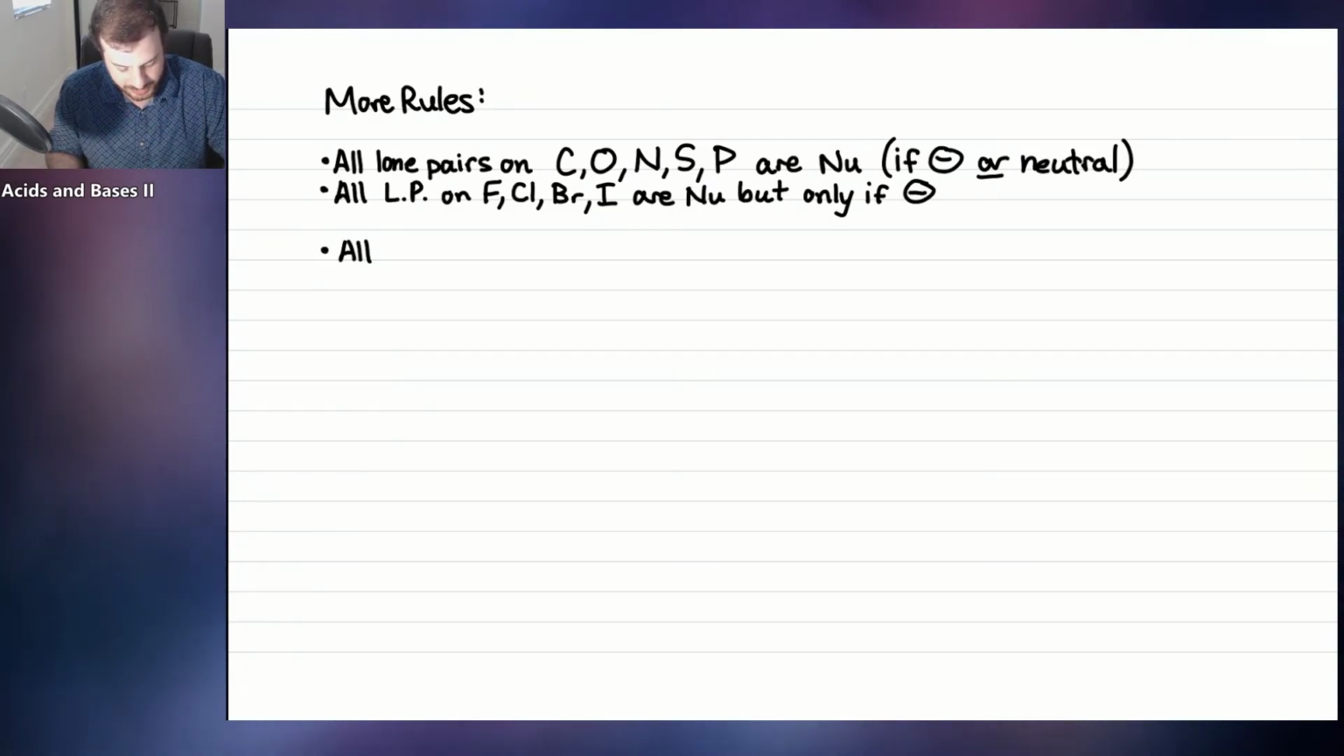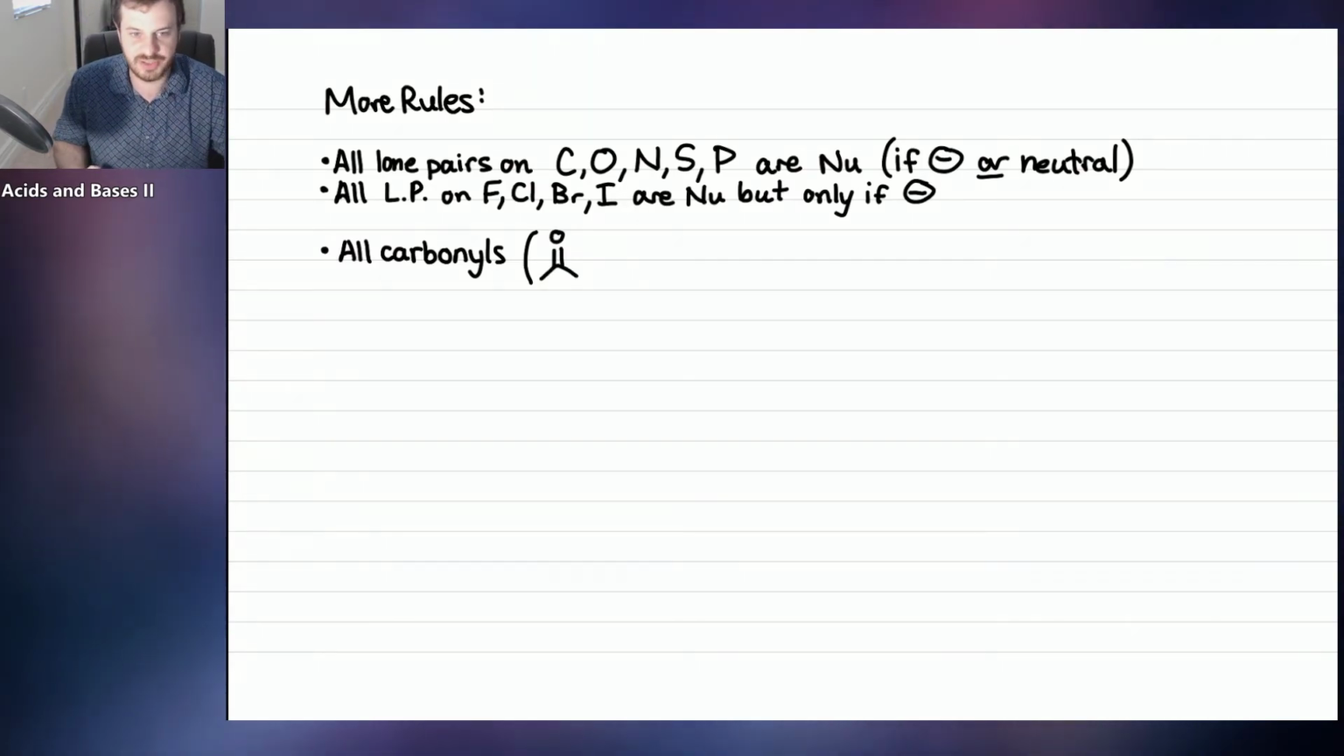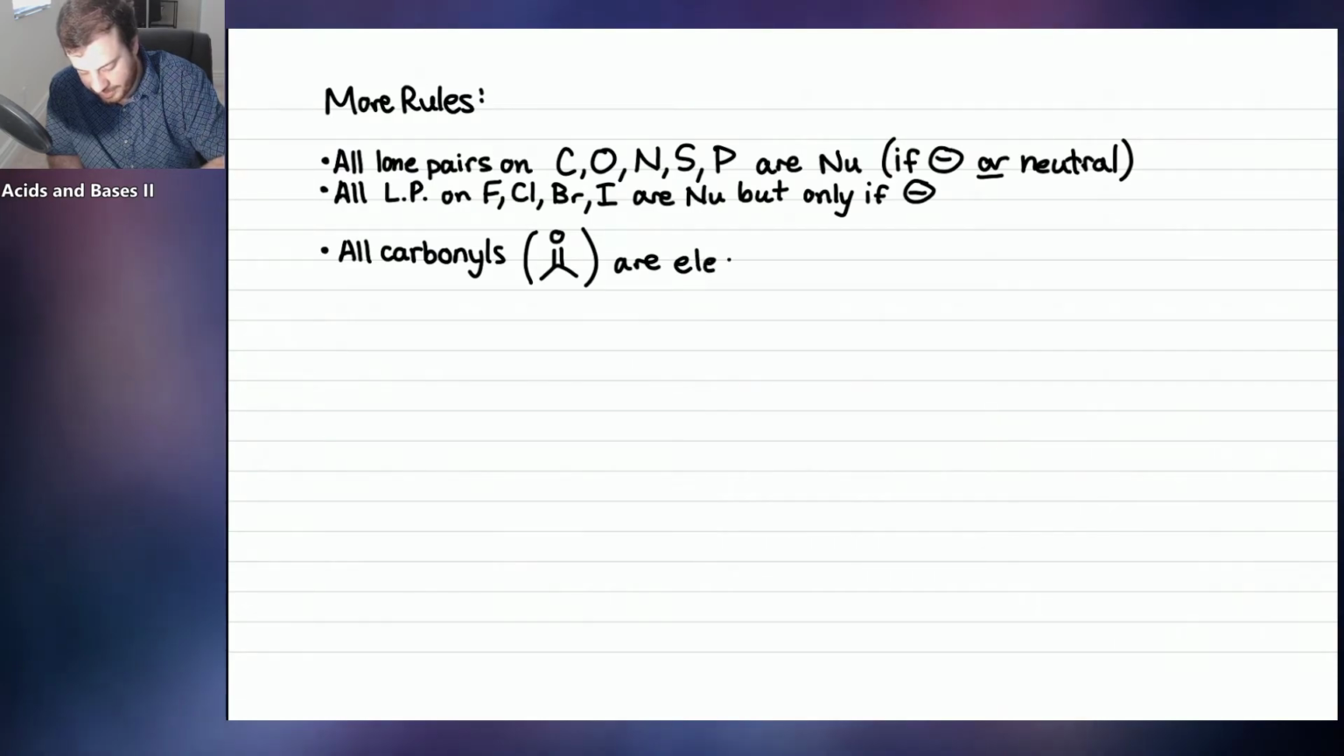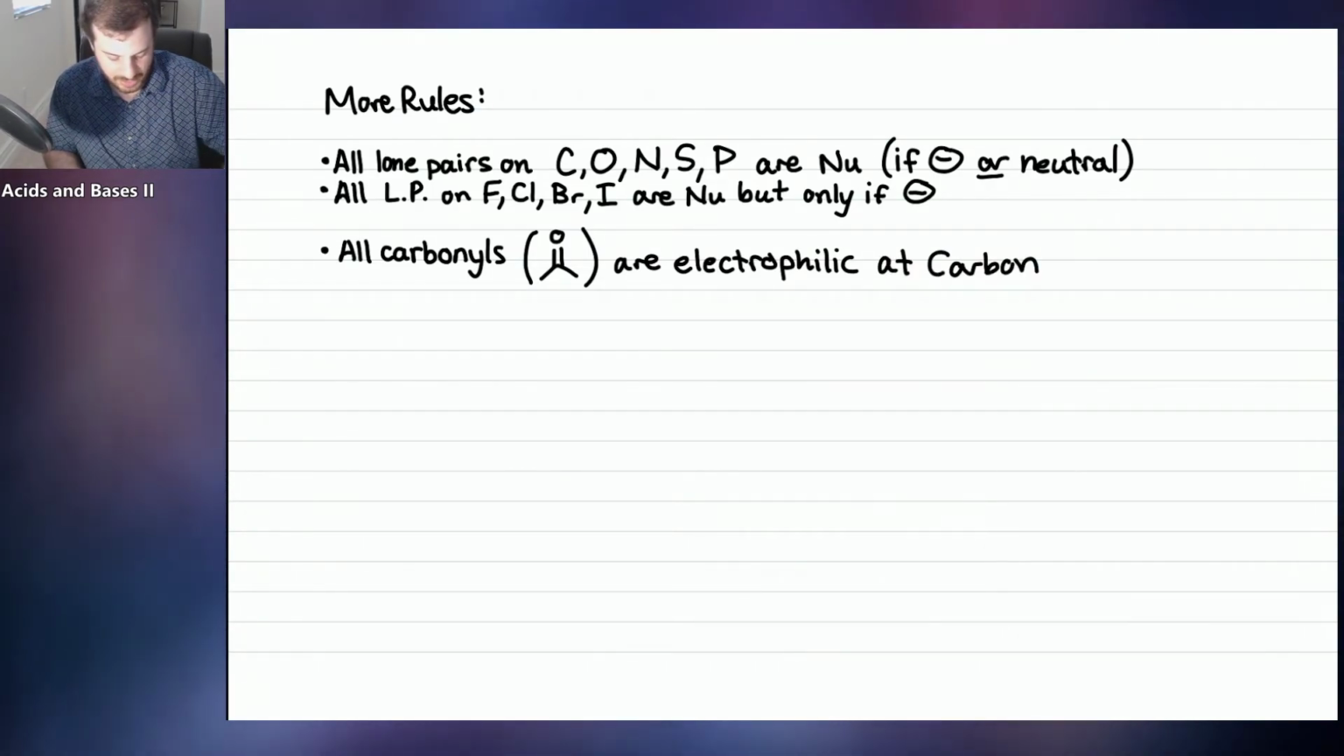All carbonyls, I don't know if I've mentioned what a carbonyl is. I think I have. Carbonyl is just a name for any compound with a CO double bond. It could be a ketone, an aldehyde, an ester, an amide. The CO double bond is electrophilic at carbon. Meaning they are electrophilic right here on this carbon of the CO double bond.